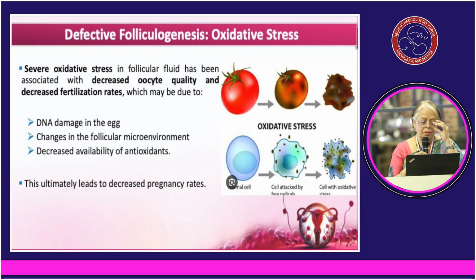This is just a pictorial representation to make it easy. You have a red, colorful, bright tomato, and as soon as it is attacked by the free radicals, this is what eventually happens. So severe oxidative stress in the follicular fluid leads to decreased oocyte quality and decreased fertilization rate. This could be because of DNA damage, change in the environment, and decreased availability of antioxidants. So I just talked about the presence of free radicals, oxidative stress, and then the availability of antioxidants. That is the focus of my talk today, nutrition and fertility.